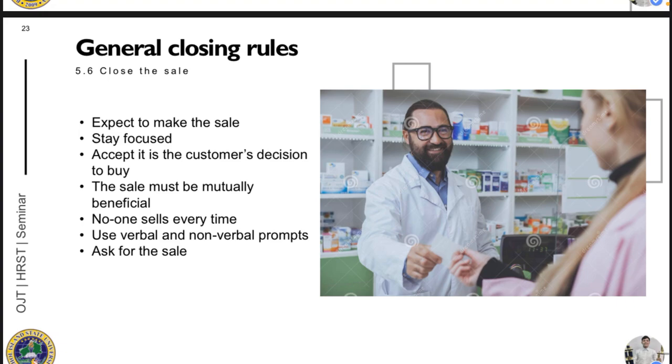Other thing is, ask for the sale. Okay, remember, closing is the process of asking a question that solicits an answer, giving you the consent to complete the sale. So the customer has only two basic choices. When you promote the products and services, there are only two basic choices of the customer. It's either to accept your promotion of your products, or they will object or reject.